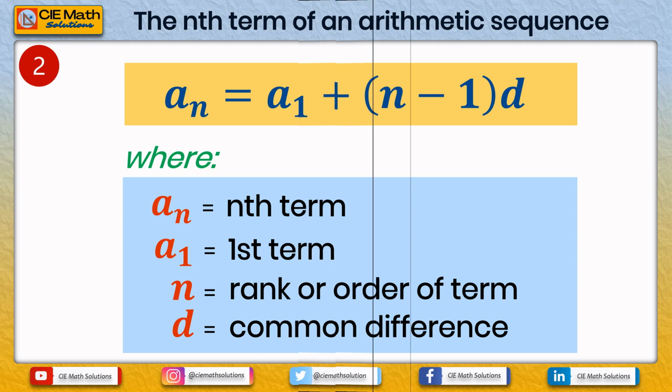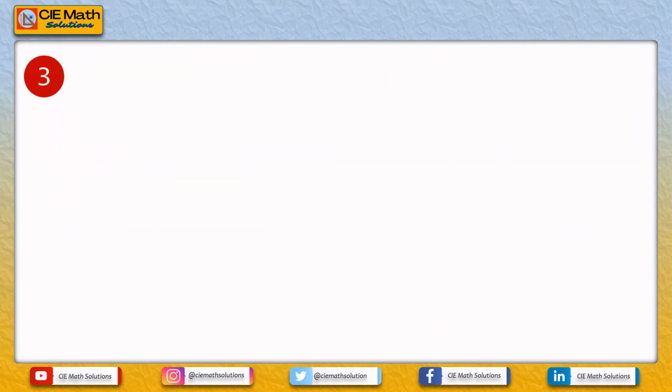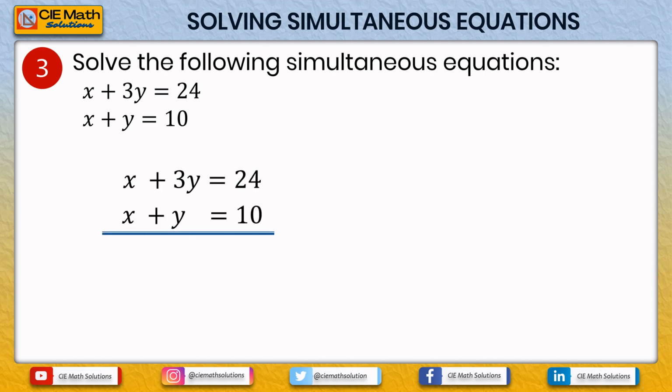The last prerequisite concept needed is solving simultaneous equations. For example, solve the following simultaneous equations. x plus 3y is equal to 24. x plus y is equal to 10. Solving simultaneous equations means that we are trying to find the values of the variables, in this case, x and y, that satisfy both equations.